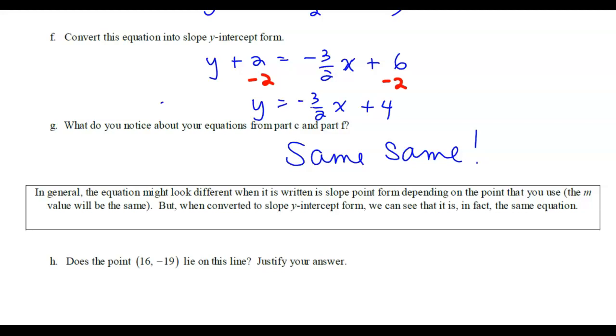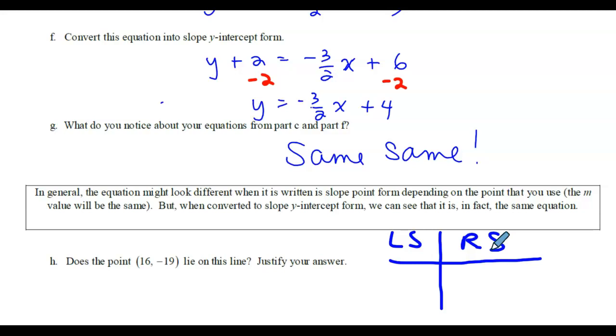So does the point (16, -19) lie on this line? Justify your answer. So here's the proper way of verifying. Last question again, does. Okay, so here's the proper way. You do a chart. Okay, left side, right side. So a lot of you will just put the coordinates in and you'll keep the equal sign and then you find out maybe that they're not equal. And so you're making a statement that doesn't make sense.